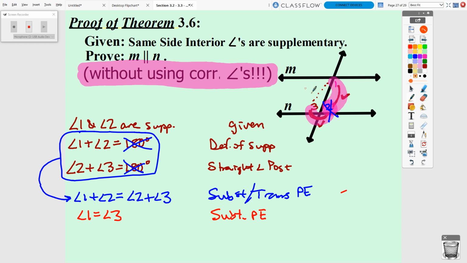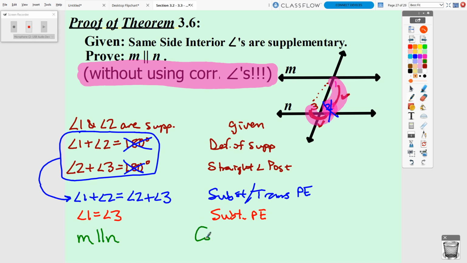So what I just showed was that alternate interior angles, angles 1 and 3 in my picture here, are in fact equal to each other. And so if alternate interior angles are equal, then what must be true? We must be in the presence of parallel lines.